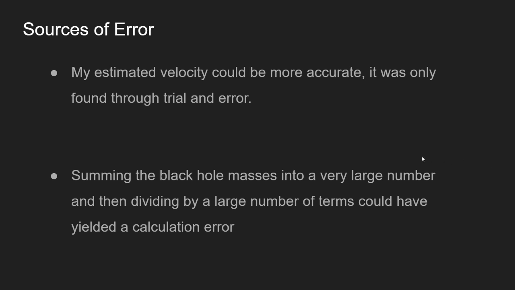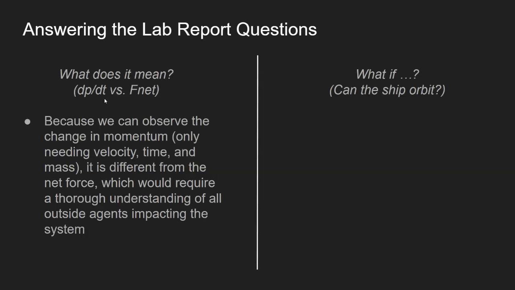Some possible sources of error. The velocity that I estimated could be more accurate. It was only done through trial and error. So there might be a formula that might find one that could get closer to the black hole and approximate it a little better. And then second, summing the black hole masses in part one into a very large number in Excel spreadsheets, which is what I did, could have yielded a calculation error that might not be a 100% accurate calculation of that.